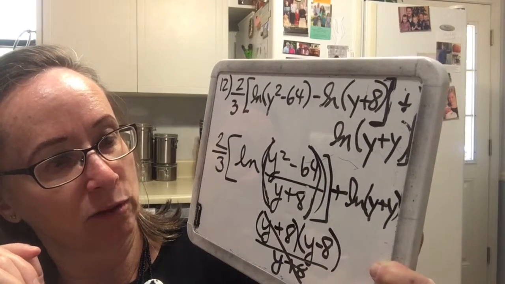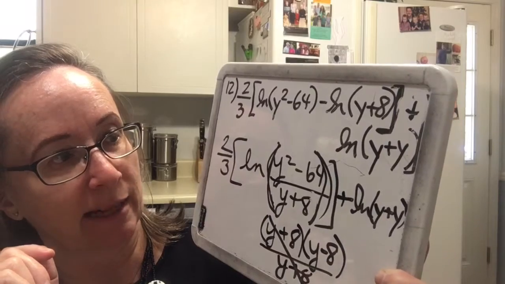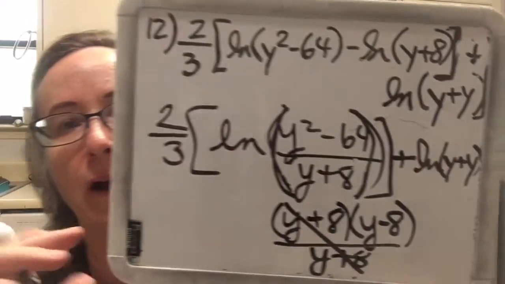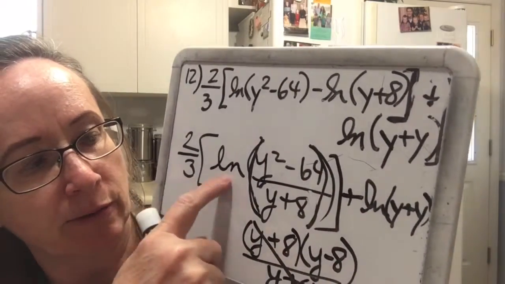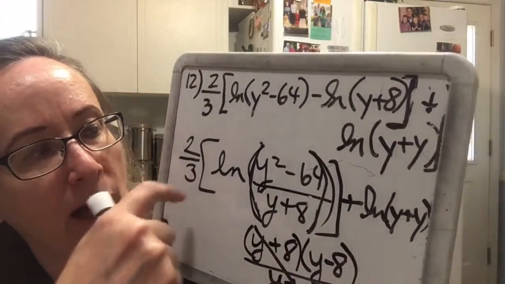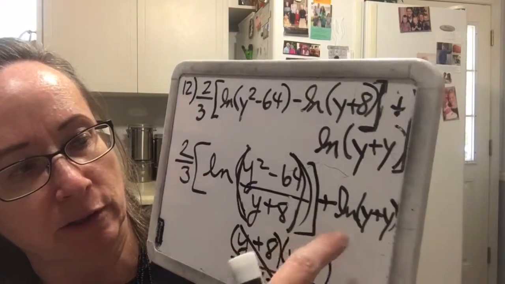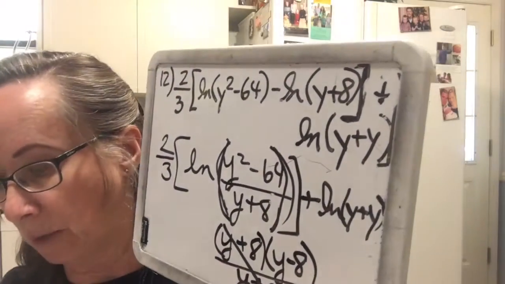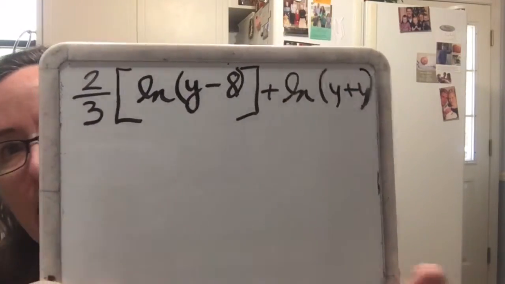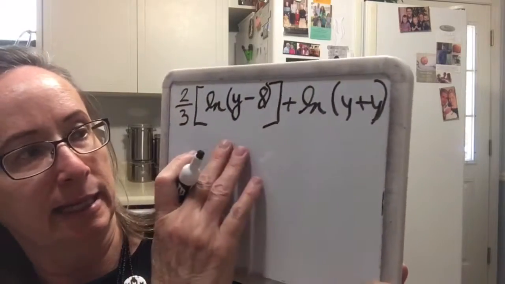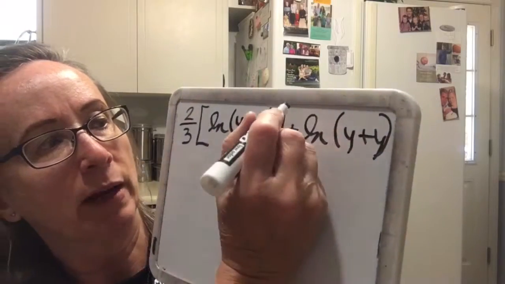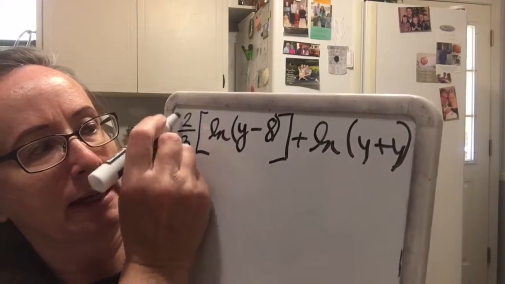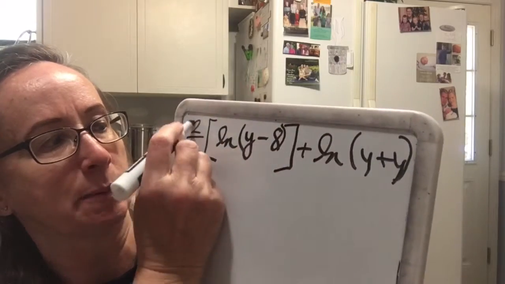So I almost need to get a second board for that, and this is what I'm going to do. Okay, so I was running out of room, and I got a second board. So this is what I had before. So natural log of y minus 8, all of that multiplied by the 2/3, and then I've got this natural log of y plus y. Over here, I've done the simplification of that by canceling out the y plus 8s. And so this is as simple as I can get it, but now I'm going to take the 2/3 and run it around up here. So I'm going to cancel it off here and put it as an exponent here.